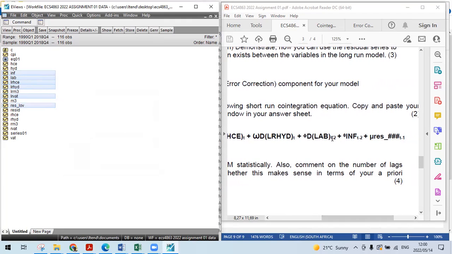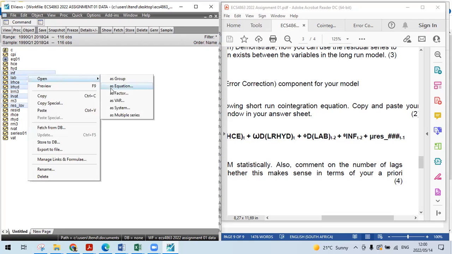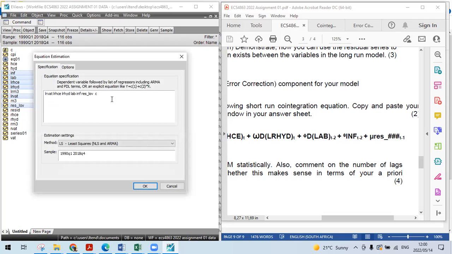This one, res LOV. You release the control button, you right click, you open as equation. You click it. When you get inside, it's now easier. You just have to play around with what's there, the D. So you put the D there, you open bracket, you go, you close. Don't worry, we'll do this first. Next week we meet and we finish the assignment. Then the DRHYD is still in this period, just T, we close. We move on to the next one, which is DLab.